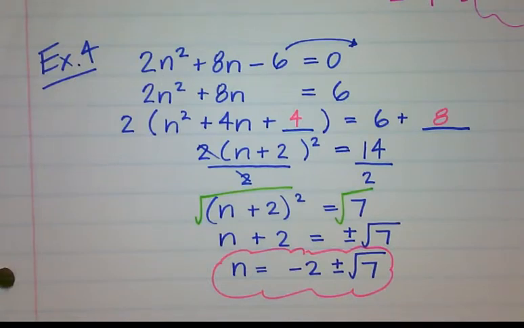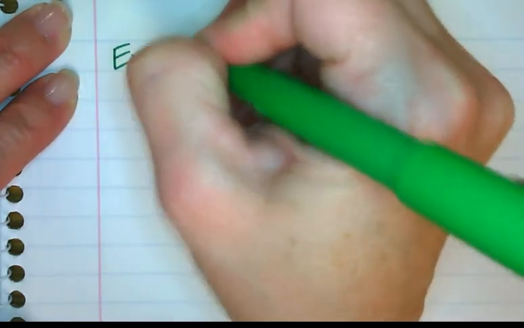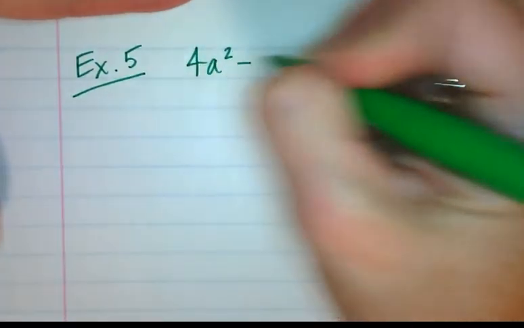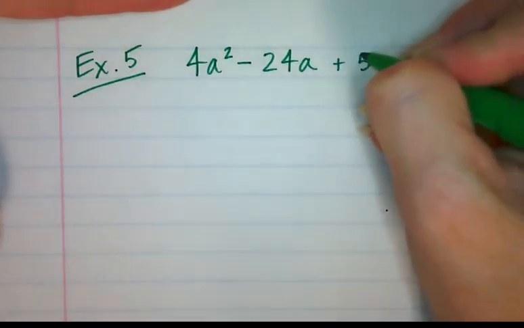All right, next one. I'm going to move on to yet another page. All right, so example 5. I'm going to show you one that will cause a fraction. This can happen. Nothing to be alarmed about, but it is possible that things just don't work out evenly.